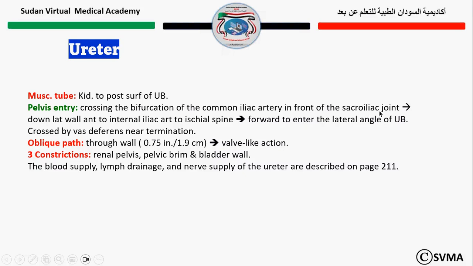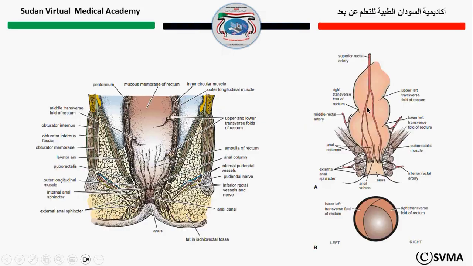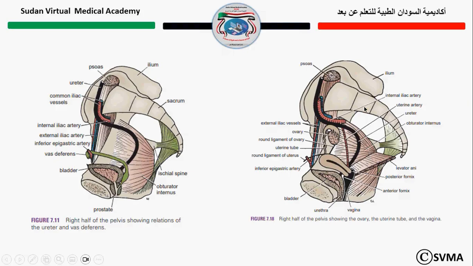So in front of the sacroiliac joint, the ureter will cross in front of the sacroiliac joint at the junction of the abdomen with the pelvis. The ureter crosses and enters the pelvis, and this will be where the common iliac artery divides into the internal iliac artery, which goes into the pelvic cavity, and the external iliac artery, which goes down to the lower limb.